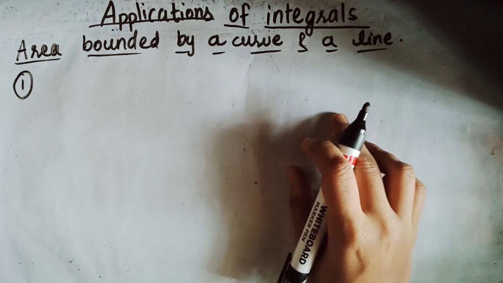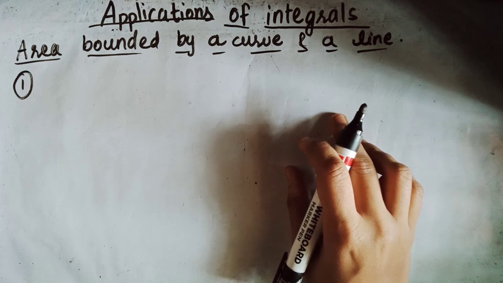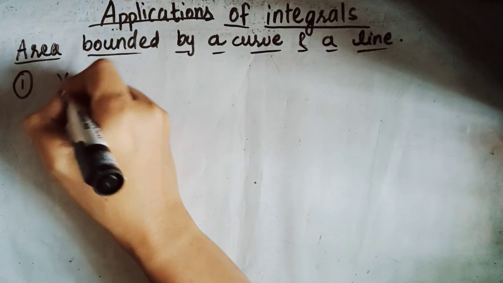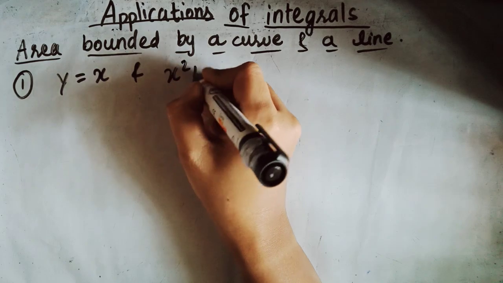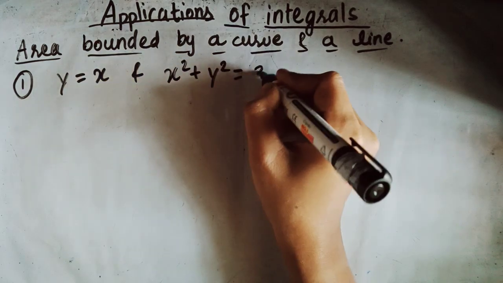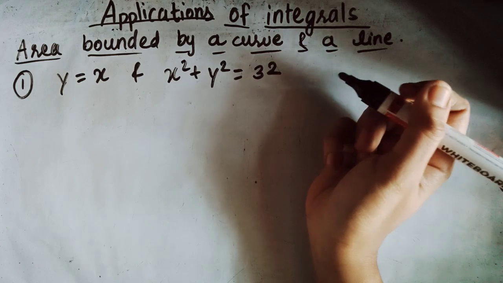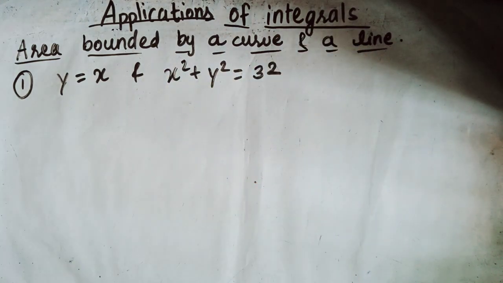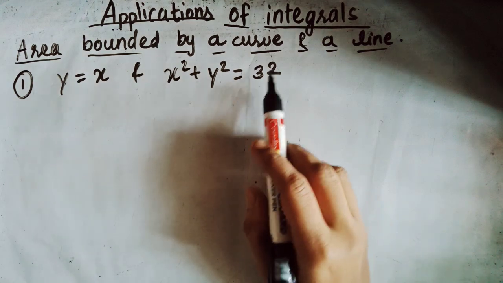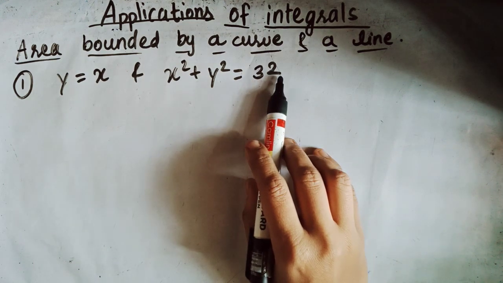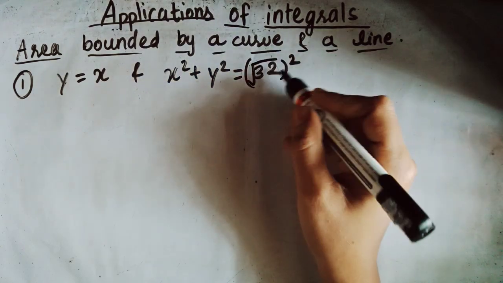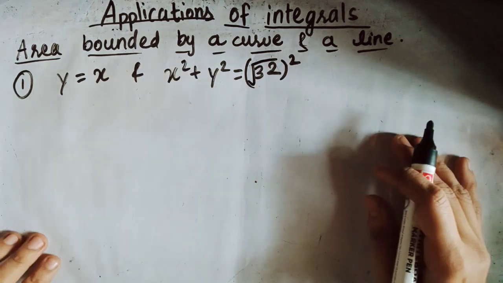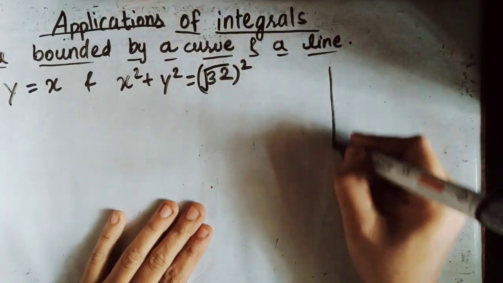You have to find the area of the region in the first quadrant enclosed by the x-axis, the line y equal to x, and the circle x square plus y square equal to 32. The equation of the circle is x square plus y square equal to r square, right? So 32 will be what? Root of 32 square. This r is root of 32. So if you draw the circle, you draw it.